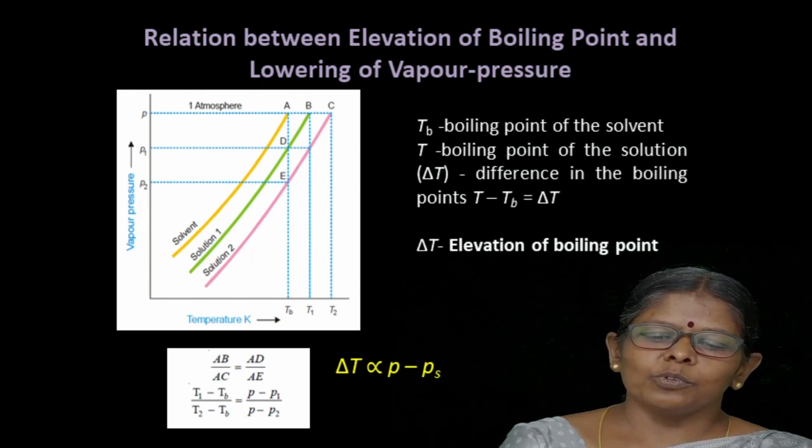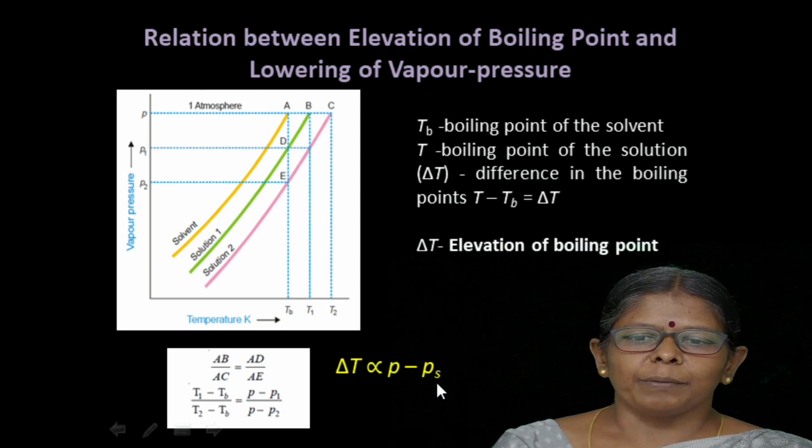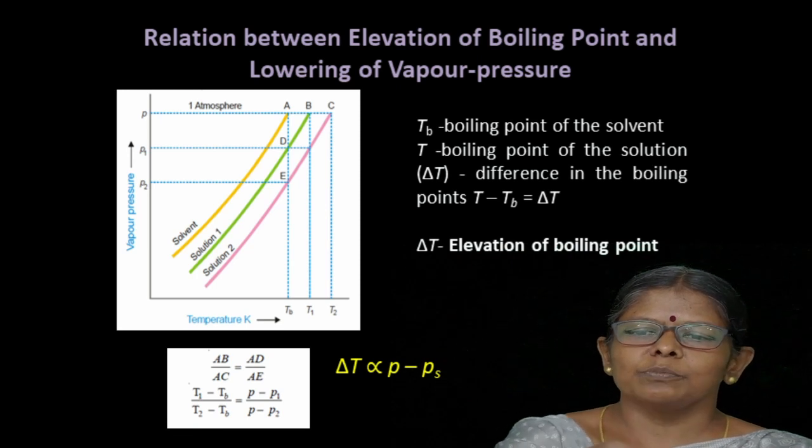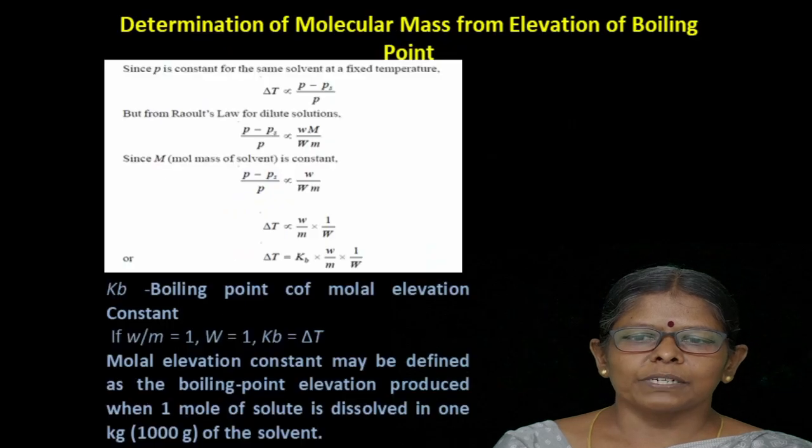Here we can come to the conclusion that the elevation of boiling point is directly proportional to the lowering of vapor pressure. This is the relationship between the elevation of boiling point and the lowering of vapor pressure.